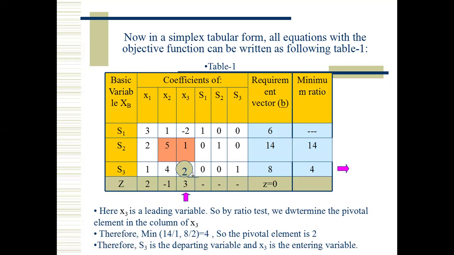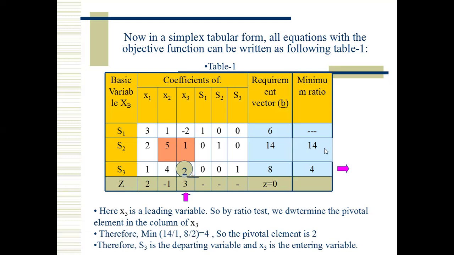So therefore the minimum of 14 by 1 and 8 by 2. Which is the minimum? 4. We cannot accept the negative values. This is why 4 is actually the minimum. From where do we get 4? We get 8 divided by 2. This is why this element is the pivotal element. That means 2 is the pivotal element.